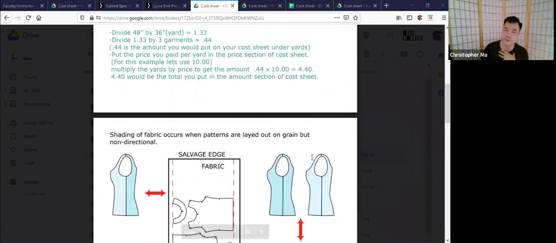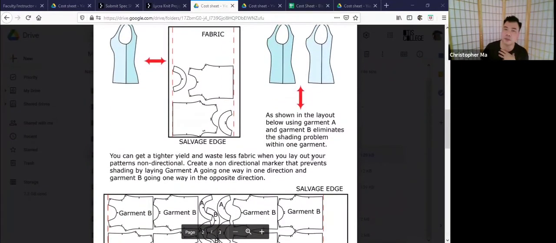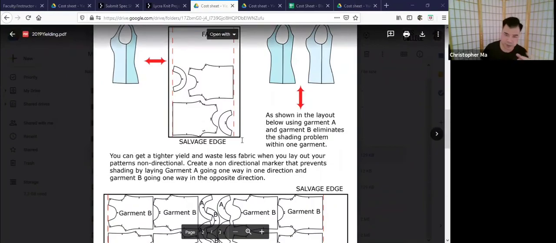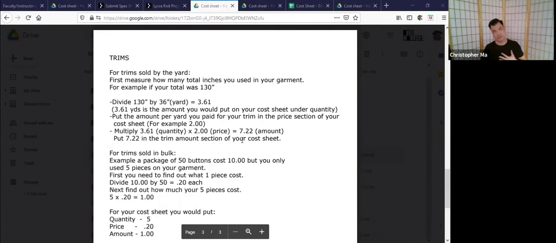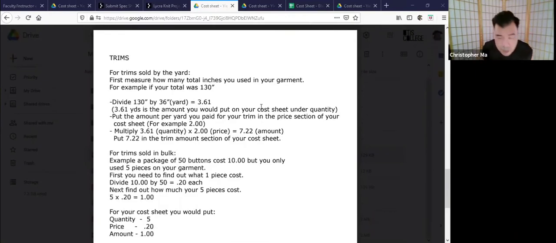All right, this is talking about another 2-directional marker. I think I briefly touched that already. So, trims. Let's talk about trims real fast. There are trims that are sold by yards. Let's say you buy your elastic, it's sold by yard. Or you buy your ribbons, it's sold by yard. Your zipper isn't sold by yard, but anything you buy that comes in a roll is sold by yard.